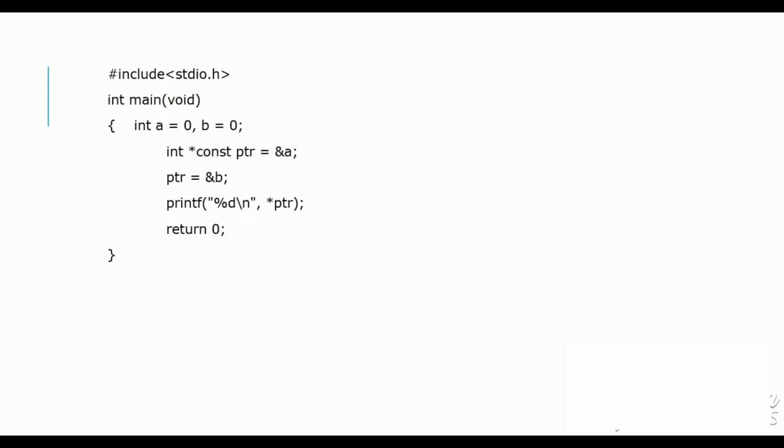This code will print an error, because using the keyword const, you can't change the value of ptr twice in the same program. So this is the use of a constant pointer, where you can define the value only a single time in the full code.